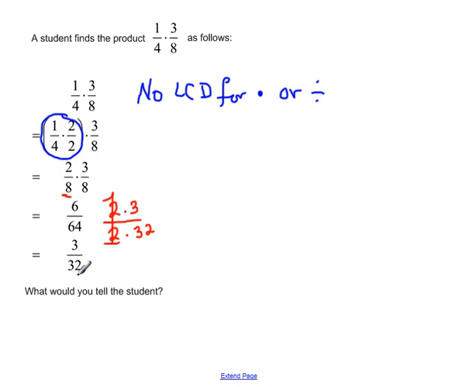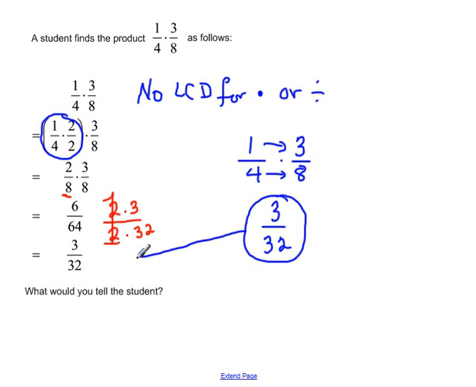Now, did they come up with the right answer? Well, let's see. If we do 1/4 times 3/8 the way we know we're supposed to do it, are there any common factors to simplify out? No. So we would just multiply straight across. 1 times 3 is 3. 4 times 8 is 32. So notice that the student did come up with the right answer. But they went to a heck of a lot more work to do this problem. They had all these extra steps in between rather than just multiplying straight out.